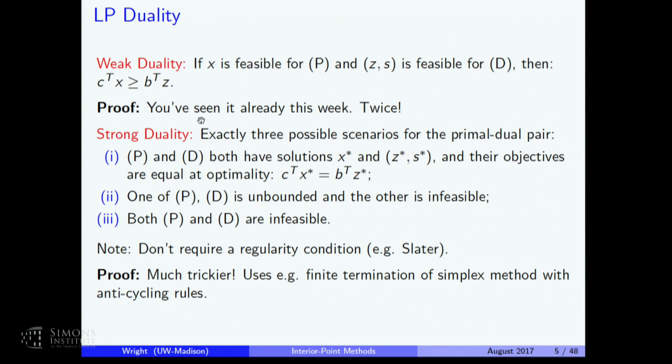You know, this theorem tells you that, for example, you can't have one problem being infeasible and the other one having a solution. You can't have one problem being unbounded and the other one having a solution. Moreover, it tells you if they both have solutions, the objectives are equal. So this actually says a lot, this theorem. And the other thing to notice is it doesn't need a Slater condition.